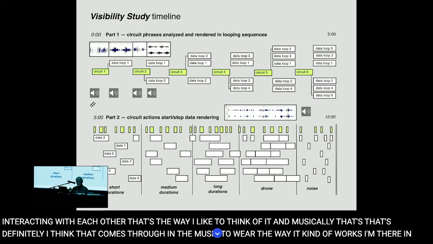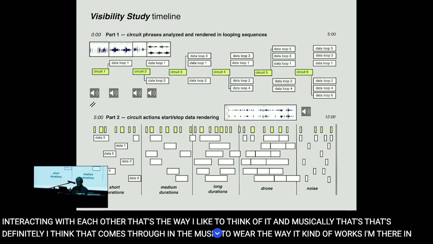In this particular piece, I wanted the beginning data loop renderings to sound very much, or not exactly, but closer to the original phrase that was played. So you could hear that relationship. But later on, I changed the voice probabilities, and the voices migrate farther away from that original circuit sound.